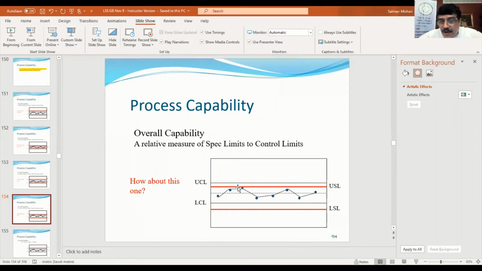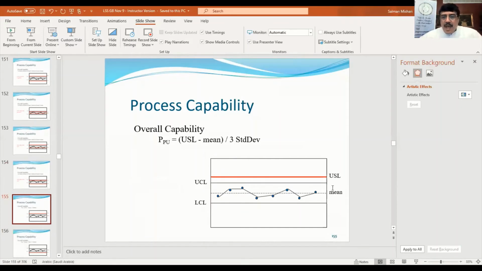Yes, most of the data are here, but it's still not capable because of the likelihood of it touching the limit. Although most of the data are within the upper specification limit, it's not capable. Why? Because it's very likely that one point will actually go over. It's just like somebody nearly touching the wall. So I can't guarantee that he will not cross the border. So that's what capability is.